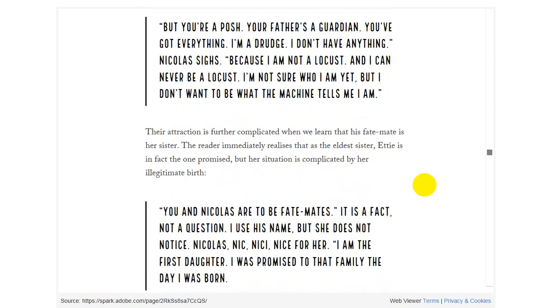But you are a posh. Your father's a guardian. You've got everything. I'm a drudge. I don't have anything. He sighs. Because I'm not a locust, and I can never be a locust. I'm not sure who I am yet, but I don't want to be what the machine tells me I am.